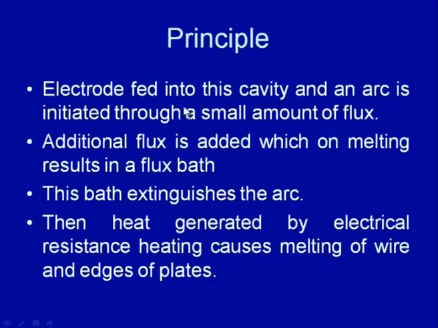So, if you see, the electrode is fed in the cavity between the plates to be welded, and an arc is initiated through a small amount of the flux, and additional flux is added which is consumed in the process of electroslag welding, which on melting results in the molten flux bath. This bath extinguishes the arc which was developed in the initial stages, and then heat generated by the electrical resistance heating causes the melting of the wire and edges of the plates being welded.